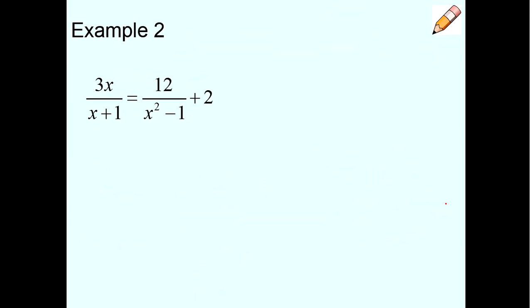Let's check out example 2. So I have 3x over x plus 1 equals 12 over x squared minus 1 plus 2. So very first thing I like to do is make that 2 have a 1 below it, because otherwise I kind of forget about him, and then I just get sad that I forgot about him. To find our least common denominator, I do notice I have an x squared minus 1. Let's factor that before we find our LCD. So x plus 1, x minus 1, right?